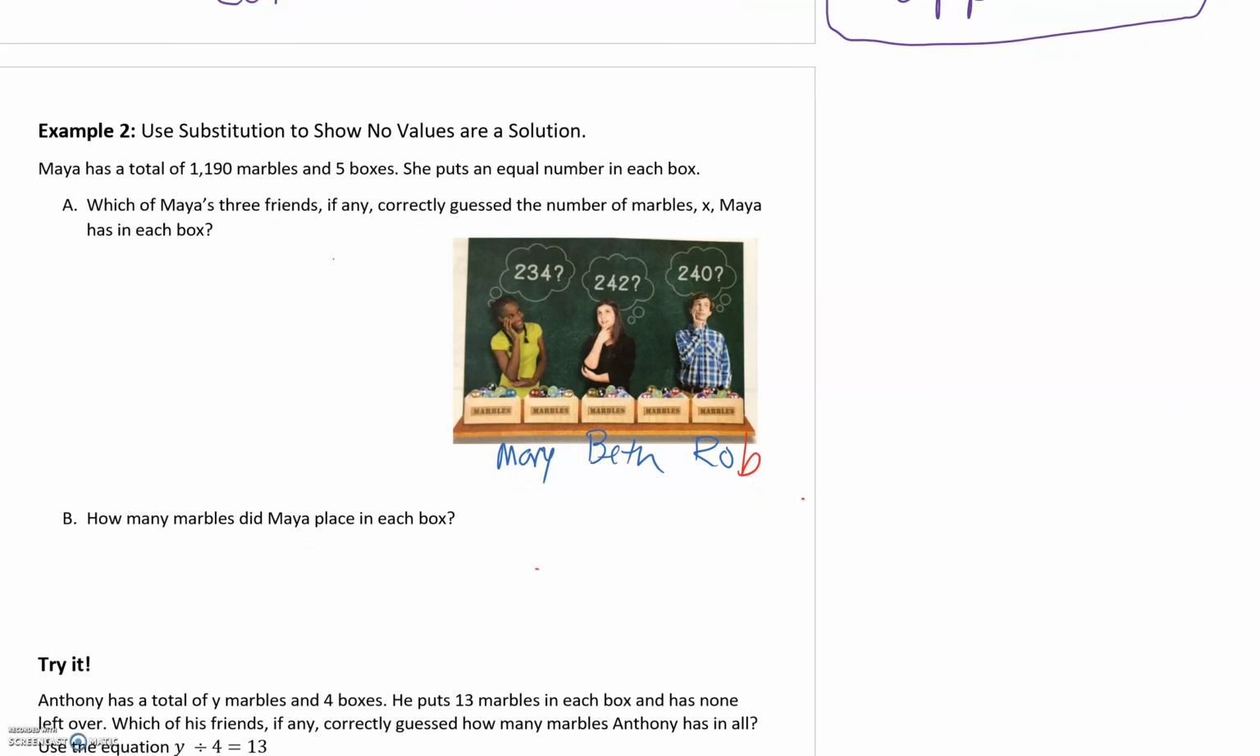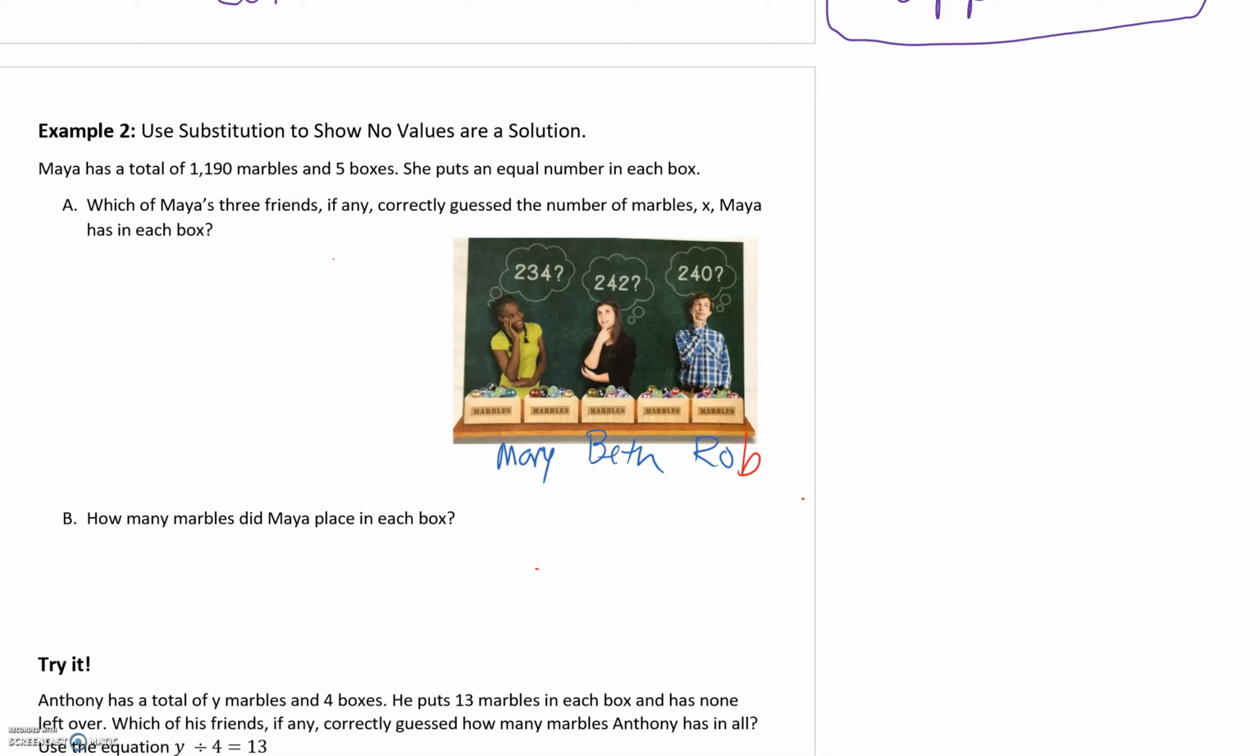All right, so here's our next one. So Maya has a total of 1,190 marbles in 5 boxes. She puts an equal number in each box. So which of Maya's friends, if any, correctly guessed the number of marbles, X, that Maya has in each box? All right.